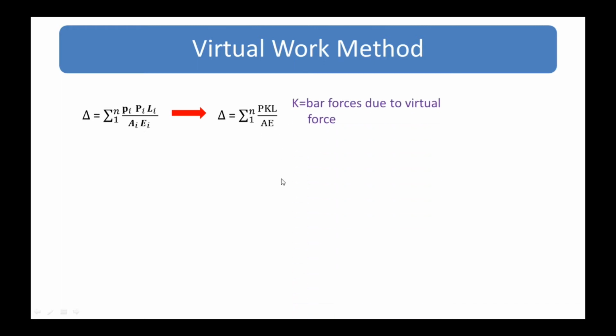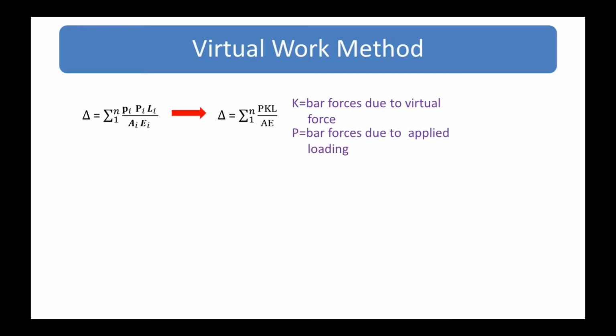Now virtual work method, by this method the delta, that is the deflection, is equal to the summation of small pi into capital Pi into Li divided by Ai into Ei. So this can be modified and rewritten as delta is equal to summation of pkl by AE. So here k is the bar forces due to virtual force, and p is the bar forces due to the applied loading.